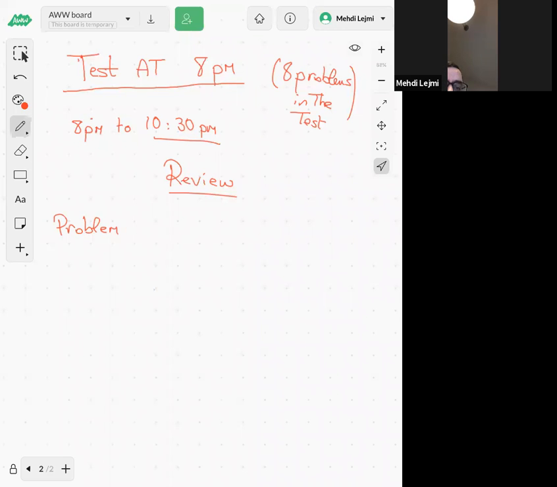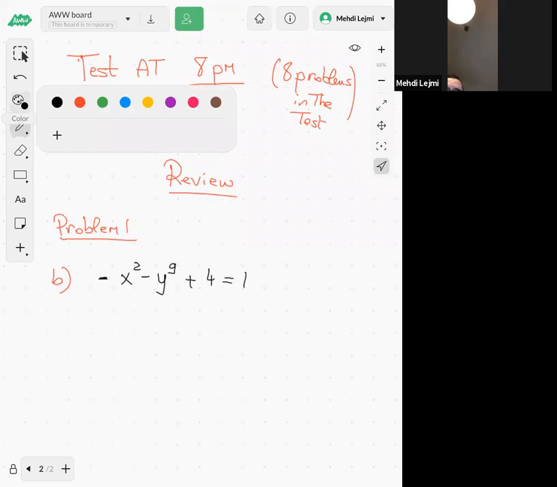All right, so let's start with problem 1 then. Eliani, you said the 1B, right? 1B, okay. So in this 1B, we have minus x squared minus y to the power 9 plus 4 equal to 1. You want to determine whether y is a function of x, right? There are always 2 steps, guys.